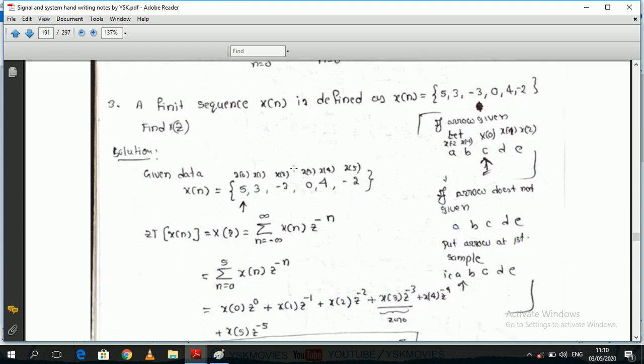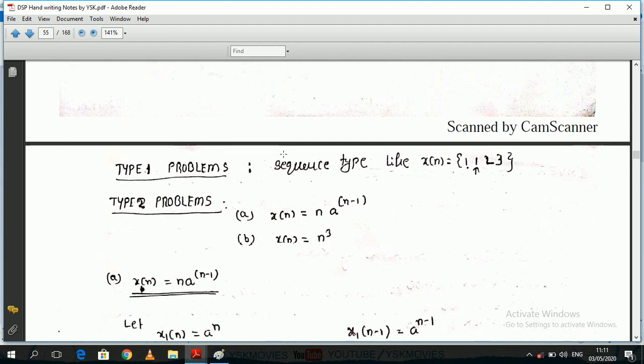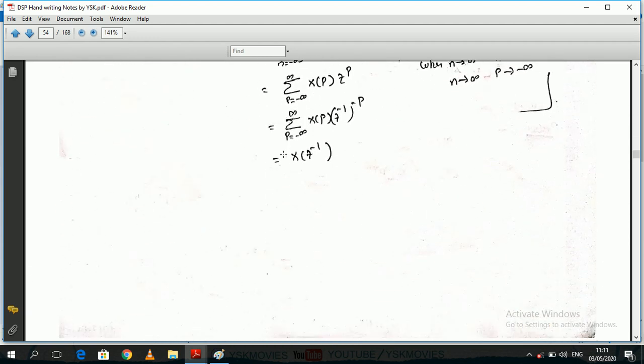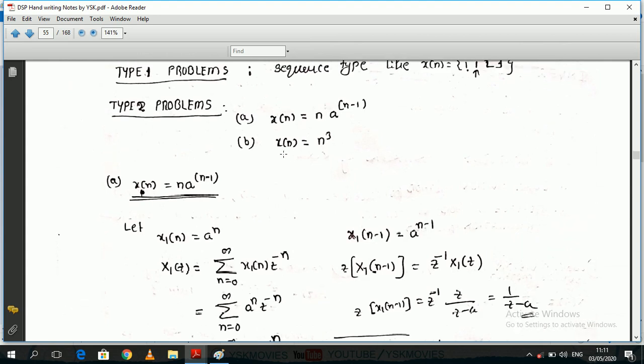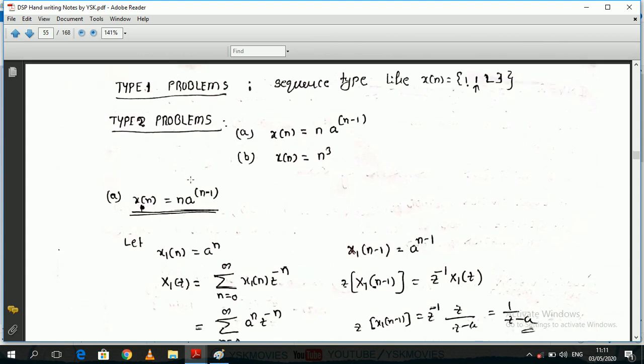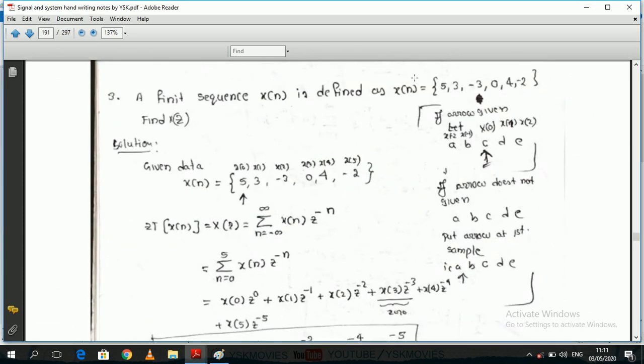See, this is one problem: find the z transform of a finite sequence defined as x of n. There are a few types of problems. Type 1 is the sequence type, and type 2 problems are x of n equal to n into e power n, like this. First, for sequence type problems, let's see one or two examples. This is a sequence type.